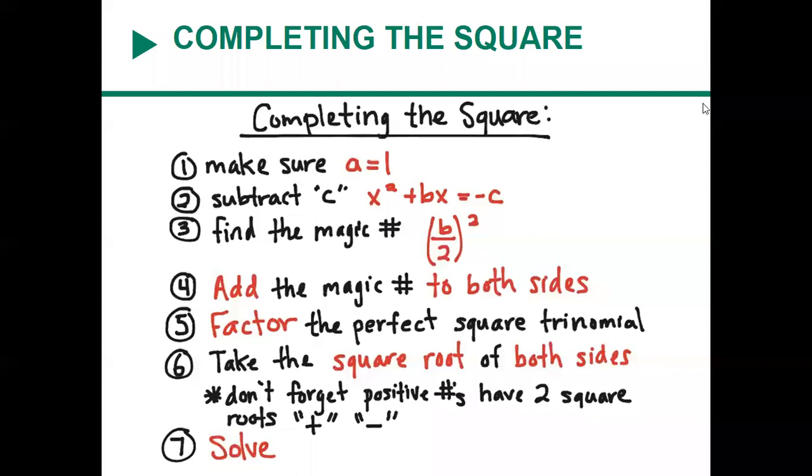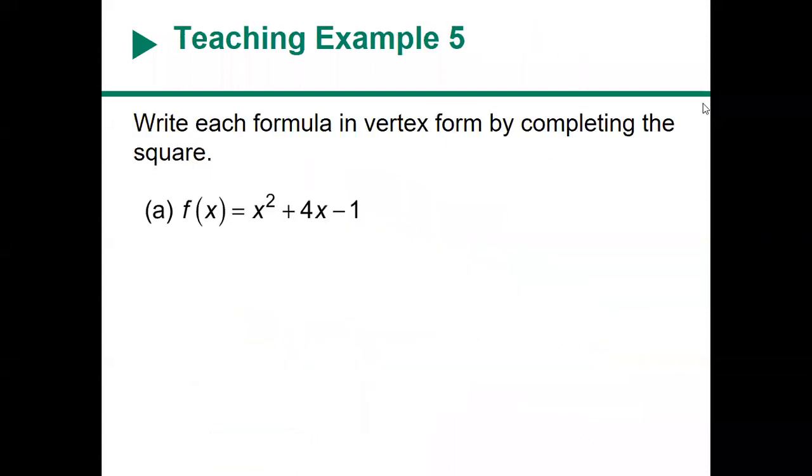Here we go. So we have x squared plus 4x minus 1, and we want to write it in vertex form, which means we have to complete the square to do that. Step 1 says we want to make sure that our a is 1. Is our a 1? Yes. So we're good to go. Does that make sense? All right.